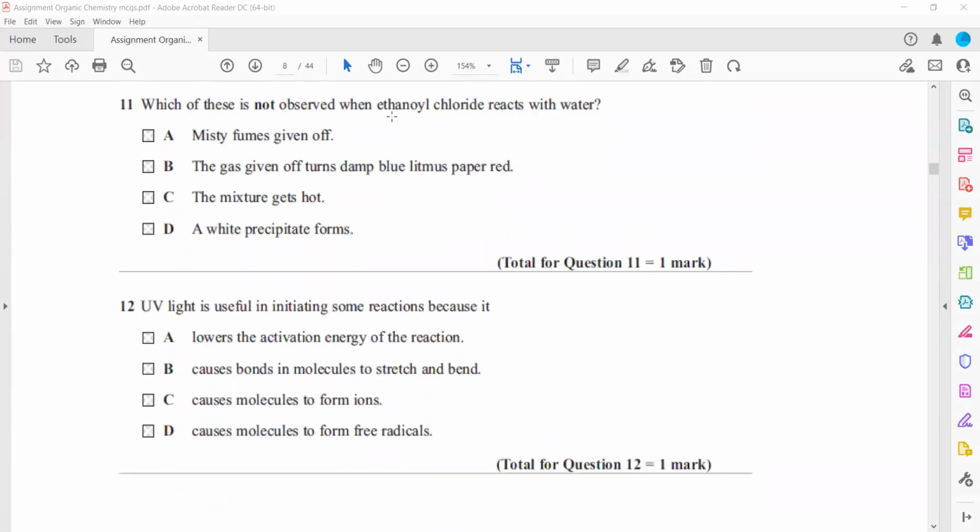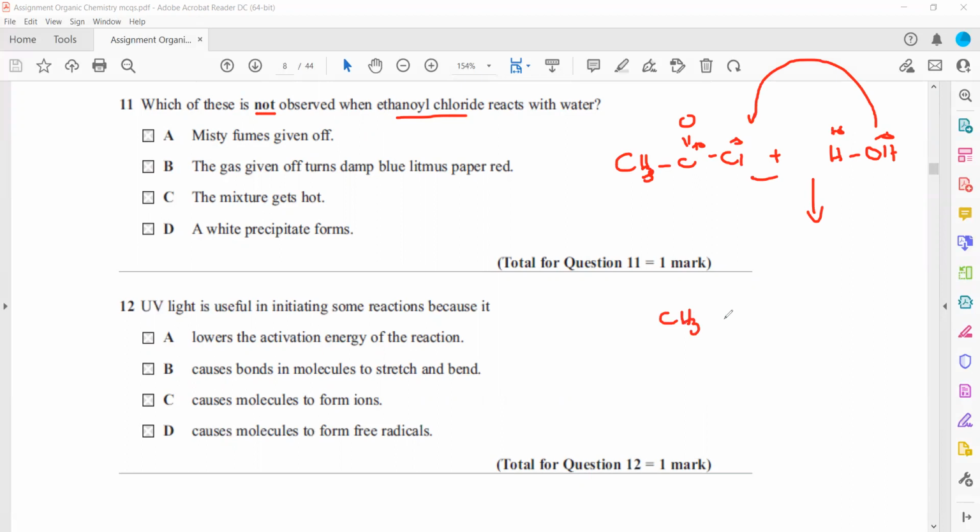In question 11, which of these is not observed when ethanoyl chloride reacts with water? So if we have ethanoyl chloride, CH3, C double bonded with O and Cl, reacted with water, H2O, what happens? This carbon is partial positive, OH is partial negative. So OH will take the position of Cl, and the product will be CH3, C double bonded with O and OH, plus HCl, so there will be misty fumes. Misty fumes are there because of HCl.